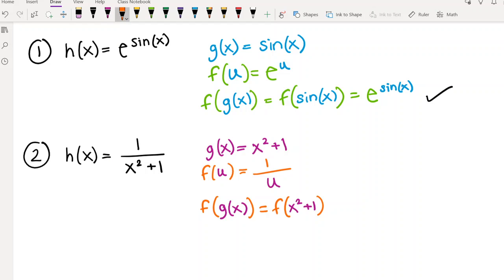And then what does the function f tell us to do? It tells us that whatever is inside those parentheses, we're supposed to do 1 over that thing. So in this case, we would get 1 over x squared plus 1. And that is what we started with, so we're good.